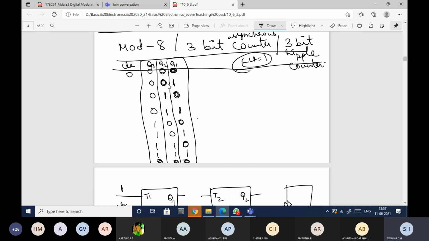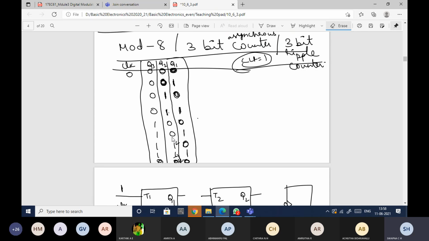Here only you can see the change. See, toggling is happening only here. From here to here toggling is happening. From here to here toggling is happening. Again from here to here toggling is happening. Again from here to here toggling is happening.